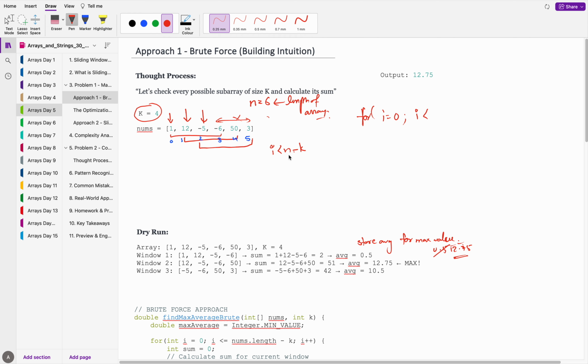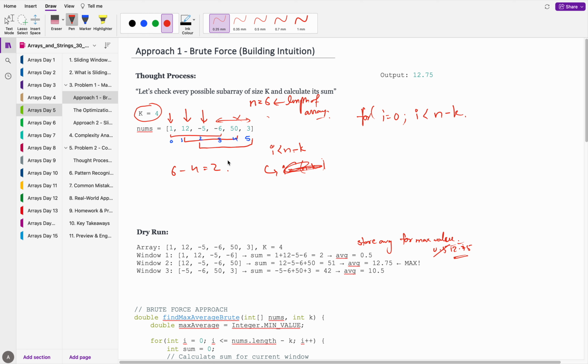Because less than n means equal to n minus 1. So less than n minus k means कहाँ जाके स्टॉप होगा? n minus k minus 1 पे स्टॉप हो जाएगा. ठीक है, वहां स्टॉप हो जाएगा. That's why if you are putting less than, so put n minus k. But what does n minus k give you? अभी तो ये 3 है ना. Let's try and check. What is n minus k? 6 minus 4 equals to 2.